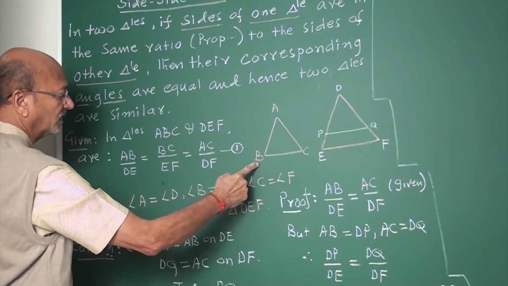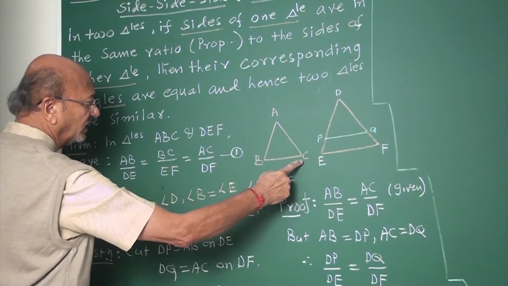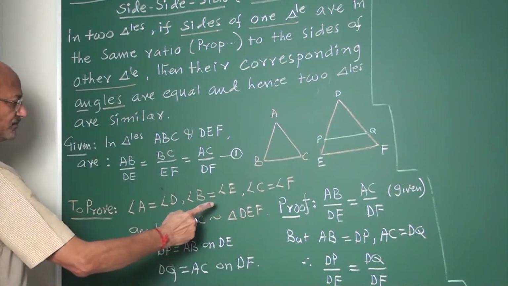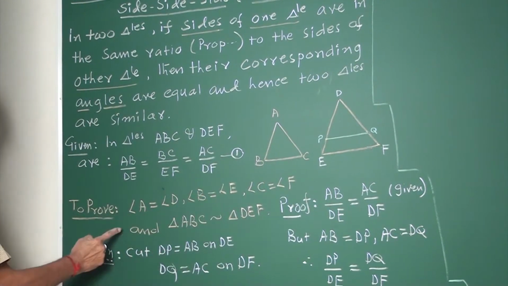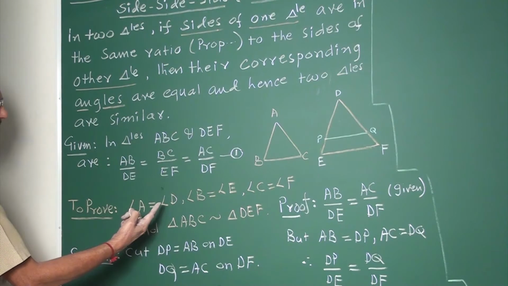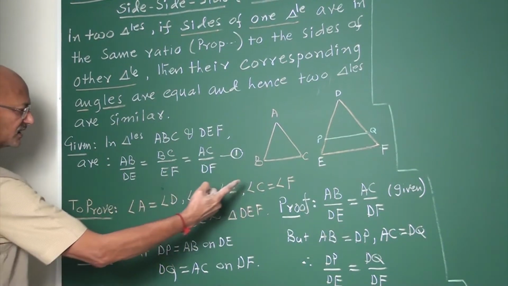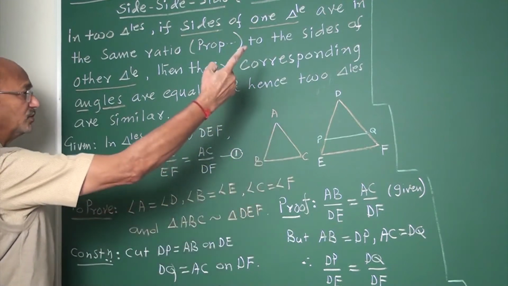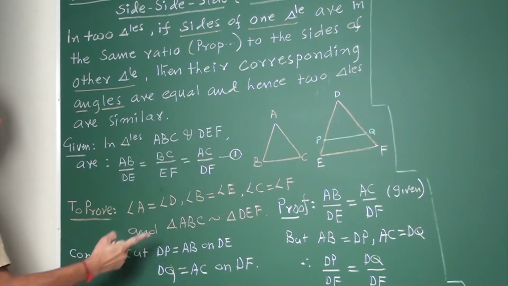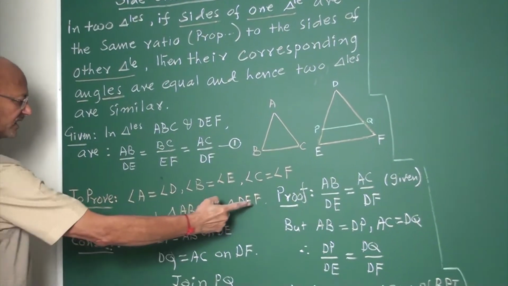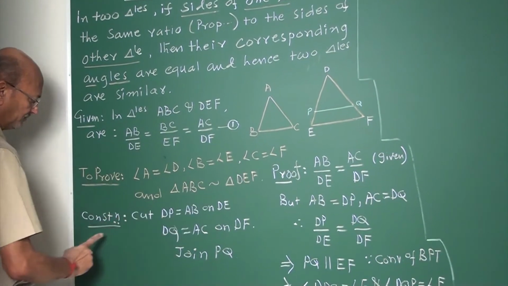Angle A equal to angle D, angle B equal to angle E, angle C equal to angle F. And hence what, my friends? All these sides are in the ratio and corresponding angles are equal. By using the definition of similarity, yes, my friends, both the triangles are similar.